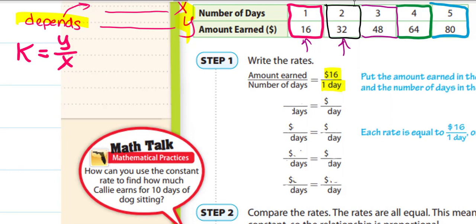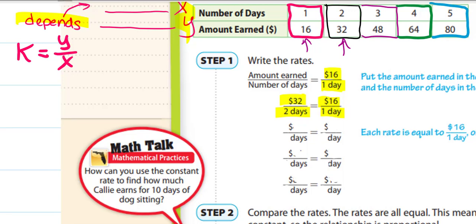So for day 2, my y would be $32, and my x value would be 2 days. So I have here 32 divided by 2, y divided by x. And when we simplify that, you can divide both of these by 2, and that will simplify to $16 in one day. Okay, so far we've got the same simplification. It's simplifying to the same number, which equals $16.